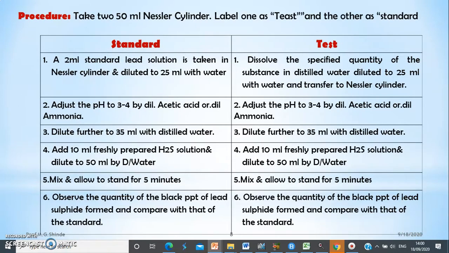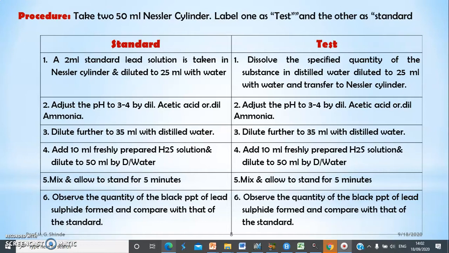Now, while performing the procedure, we have to take 250 ml Nessler cylinders, a pair of them, and label them as test and standard. First of all, we dissolve the specified quantity of the substance in distilled water and dilute it to 25 ml with water, and then transfer it to the Nessler cylinder marked as test.